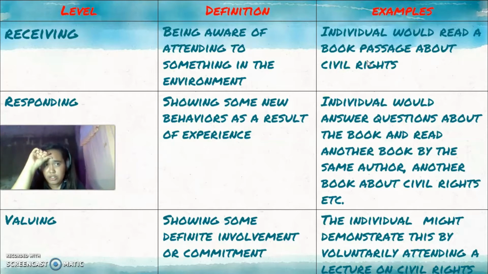So when the students are now interested in learning about civil rights, that is receiving. Next, responding, showing some new behaviors as a result of experience. The individual will start to question the book, read another book by the same author, and read another book about civil rights. So when the individuals are now starting to answer questions or question the book itself, and reading another book by a different author relating to civil rights, that is responding.